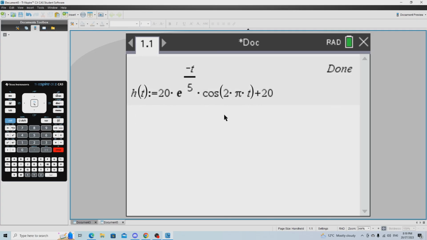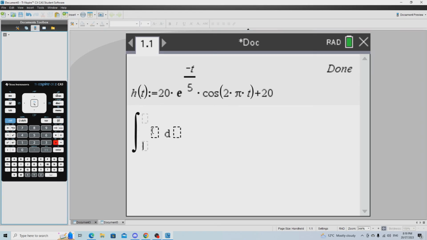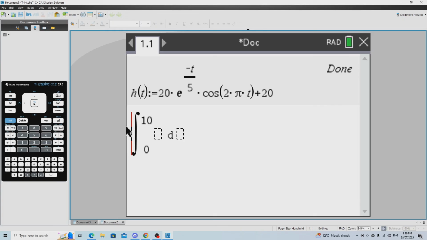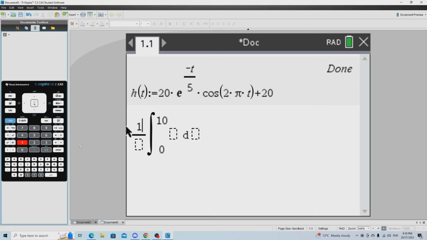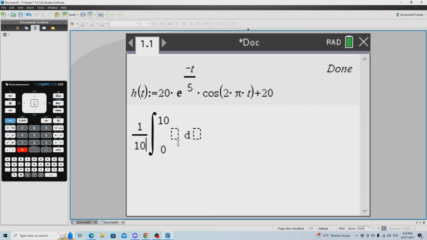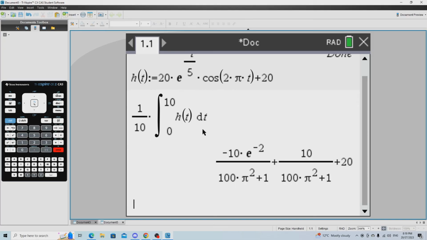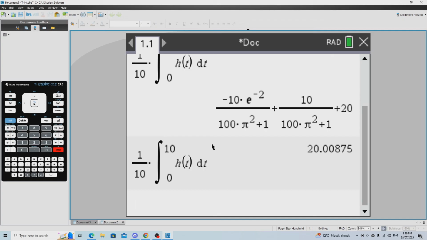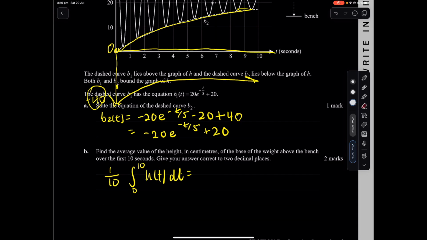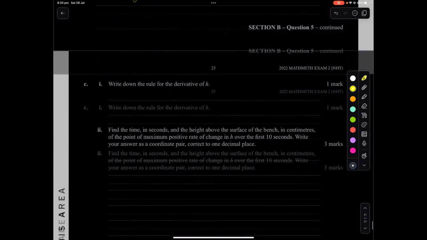So knowing that, we're saying that the integral from 0 to 10, and we don't want to forget the 1/10, of the function h(t) with respect to dt is equal to this ugly function. To simplify, find the average value to 2 decimal places, it will be 20.01 centimeters. All right, this is the last page.